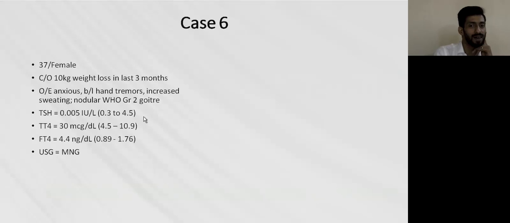Now, going on to the next case. 37, female, 10 kg, same. Okay, I forgot to say, it's the same. Instead of the male patient, it's a female patient, with the differences being she has a nodular WHO grade 2 goiter and her ultrasound is showing multinodular goiter. That's the only 2 differences. Because she had a nodular goiter, I did a thyroid ultrasound, which is showing multinodular goiter.